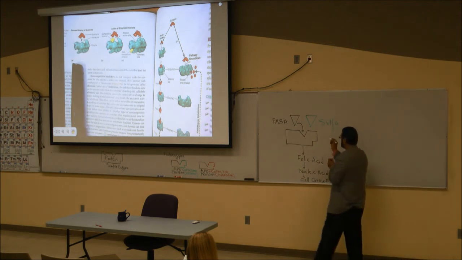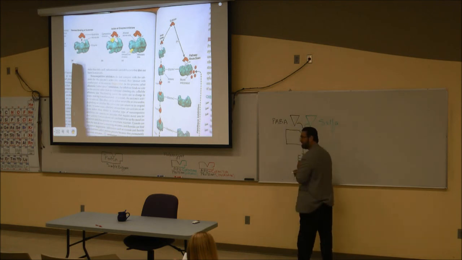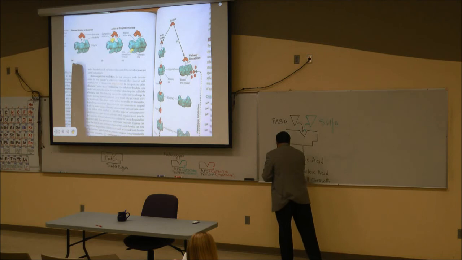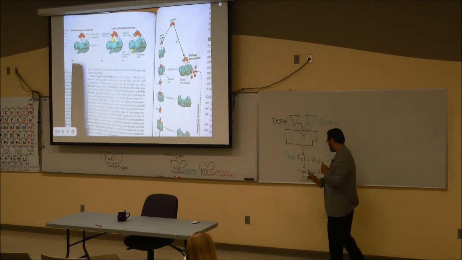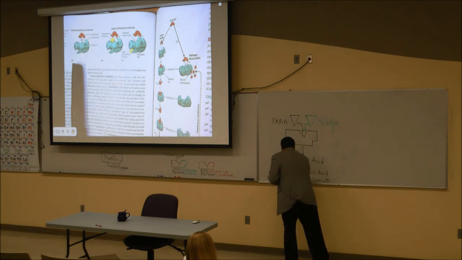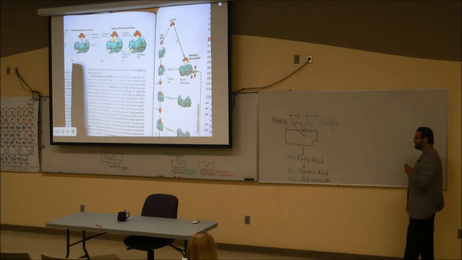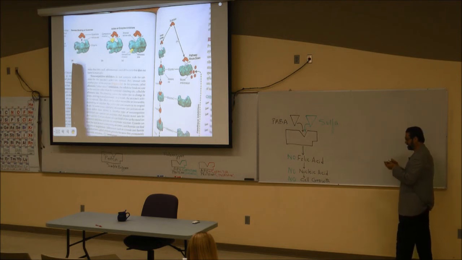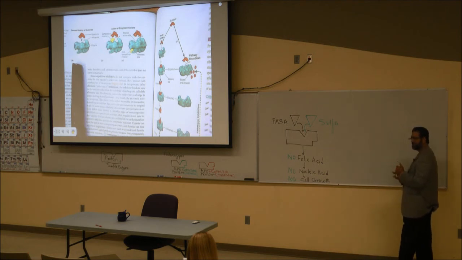But if the sulfa drug goes in, what happens? No folic acid, no nucleic acid, no cell growth. And that is competitive inhibition. Make sense?